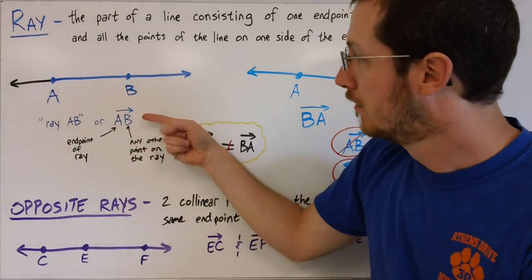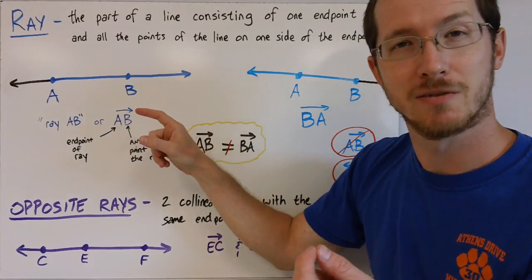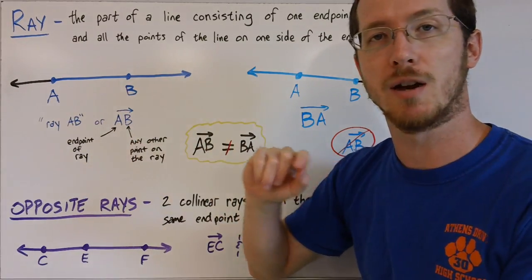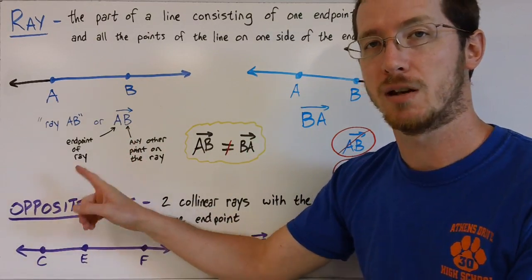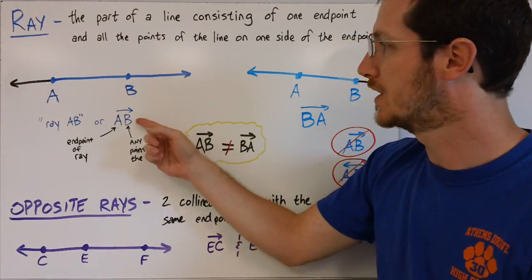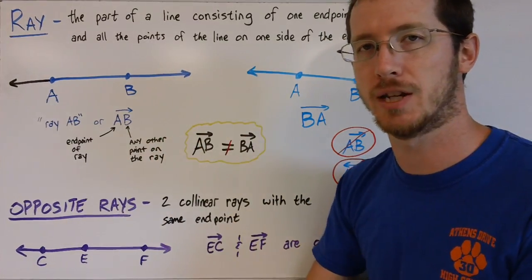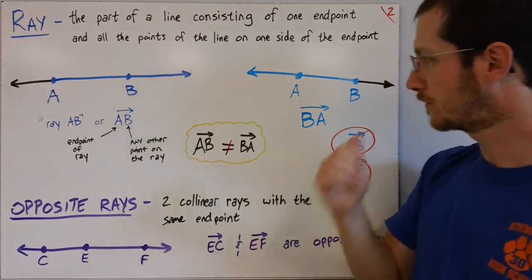Symbolically, we can say ray AB like this, where we've got kind of a combination of a segment and a line. We've got just one arrowhead pointing to the right. When we use this notation, we've got to make sure that the first letter is the endpoint, and the second letter is any other point on that ray. So if we had other points on this ray, we could use that in place of B.